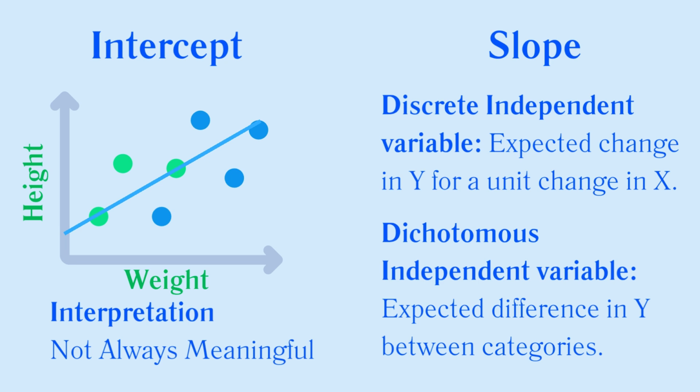And if the independent variable is a dichotomous variable, the slope is the expected difference in y between the two categories. For a discrete variable, the slope is the expected change in y for each 1 unit change in x, whereas for a continuous variable, the slope is interpreted as the rate of change.